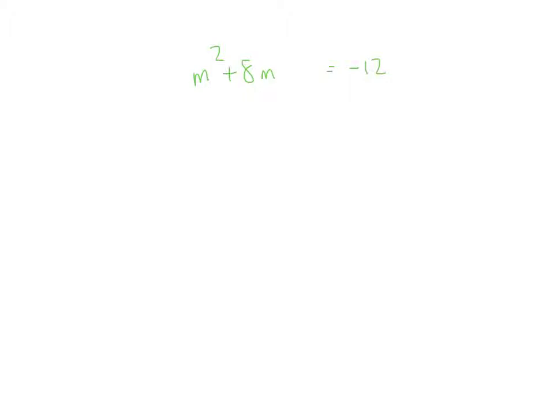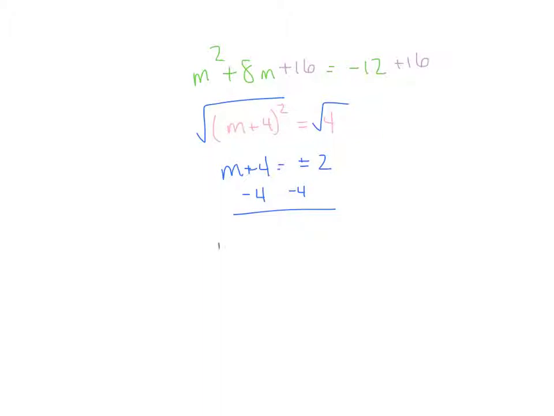We're going to take half of b, square it and add it to both sides. So half of b is 4. 4 squared is 16, so we are adding 16 to both sides. Okay, the next step is we're going to factor, and so this factors into m plus 4 squared equals 4. And then when we square root both sides to finish with our square root property, we're going to get m plus 4 equals plus or minus 2. Okay, subtract 4, and that looks like m equals negative 4 plus or minus 2.